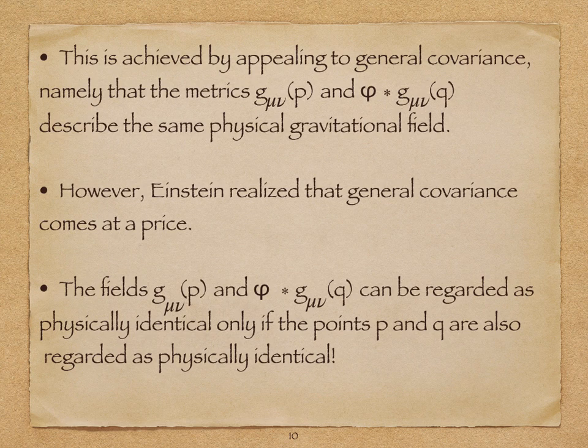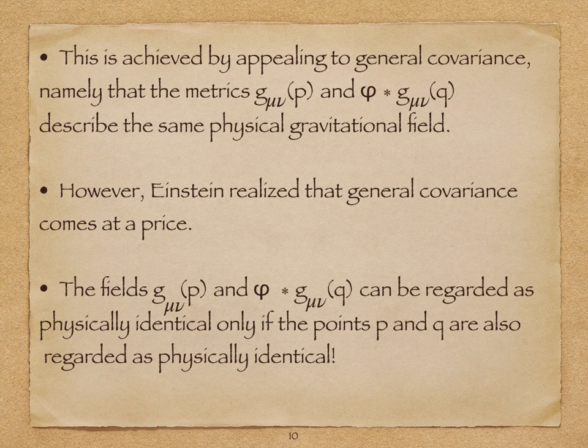How to describe that there's no change in the gravitational field? Einstein appeals to general covariance. What does that mean? The metrics g_μν at P and φ*g_μν at Q both describe the same gravitational field, right? The metric was mapped from g_μν at P to φ*g_μν at Q, and both these obviously must describe the same gravitational field.